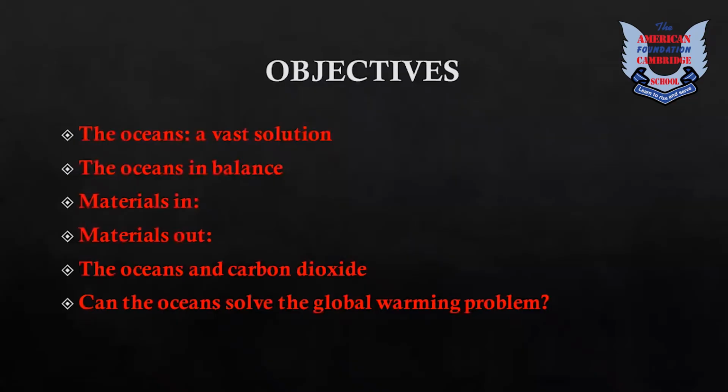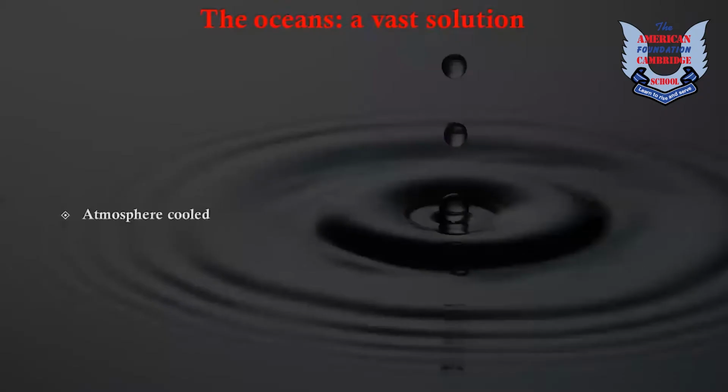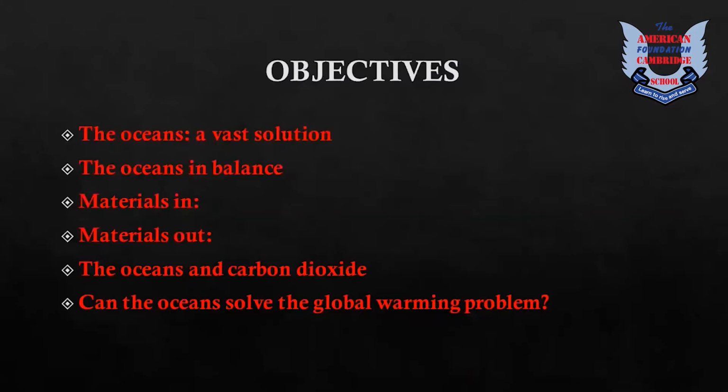The topics which we are going to cover in this chapter today are the oceans, a vast solution; the oceans in balance; materials and the oceans; carbon dioxide; and can the ocean solve the problem of global warming. Okay, so what are oceans?